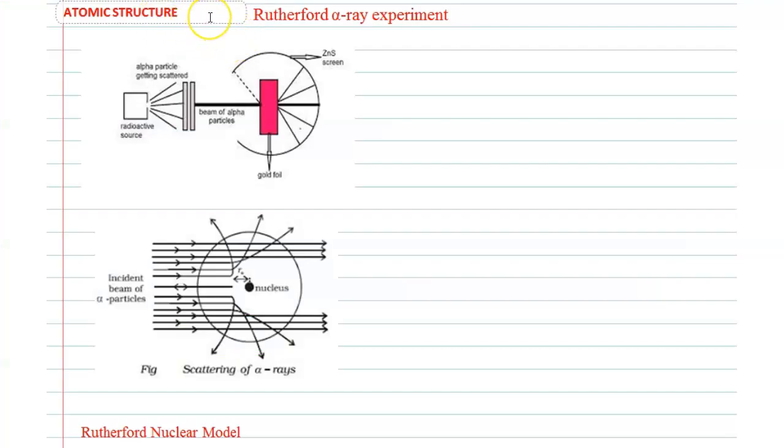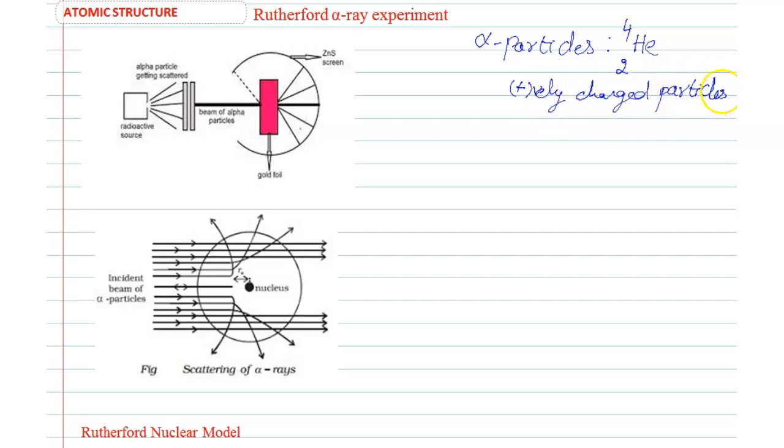So in atomic structure, today we are going to discuss Rutherford's alpha ray experiment. Normally, first we should know what alpha particles are. Alpha particles are helium, atomic number 2, mass number 4, helium 2 4. These are positively charged particles.